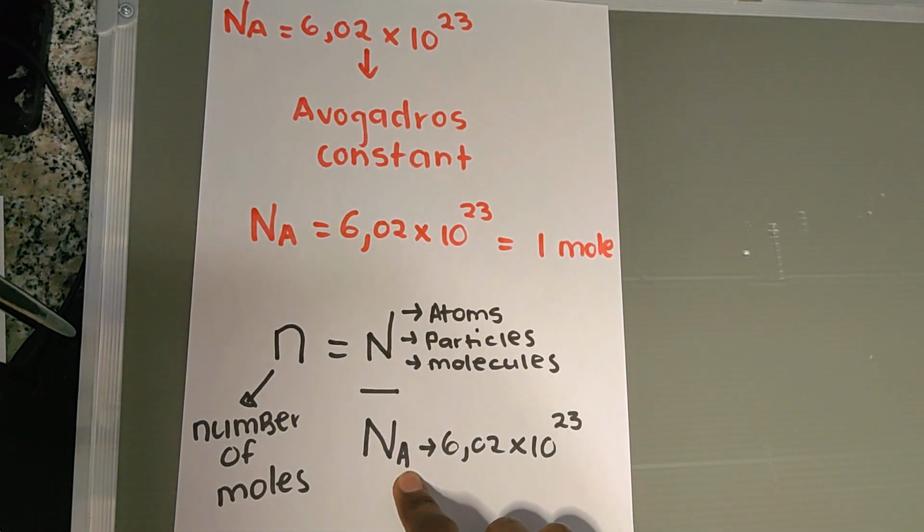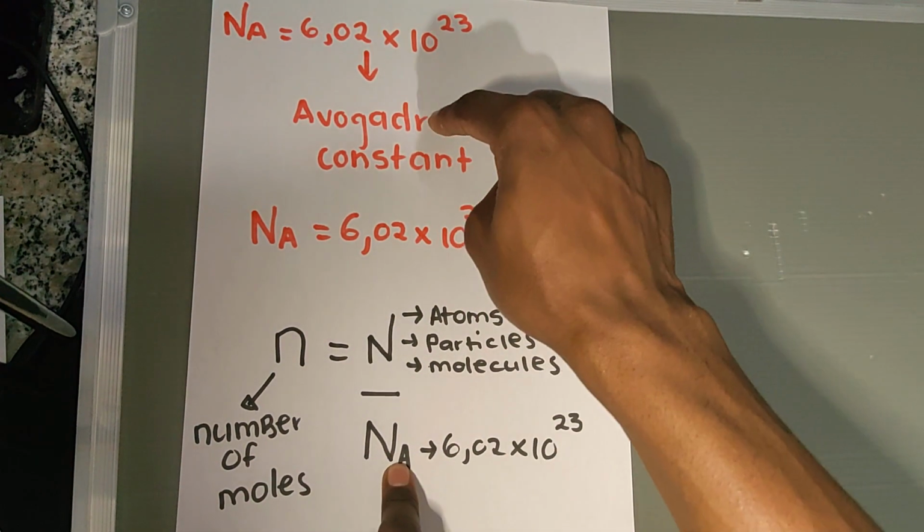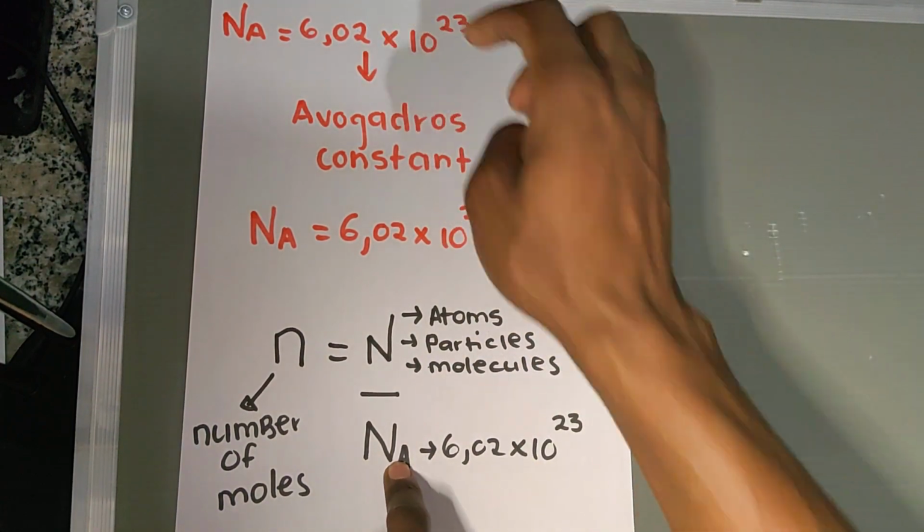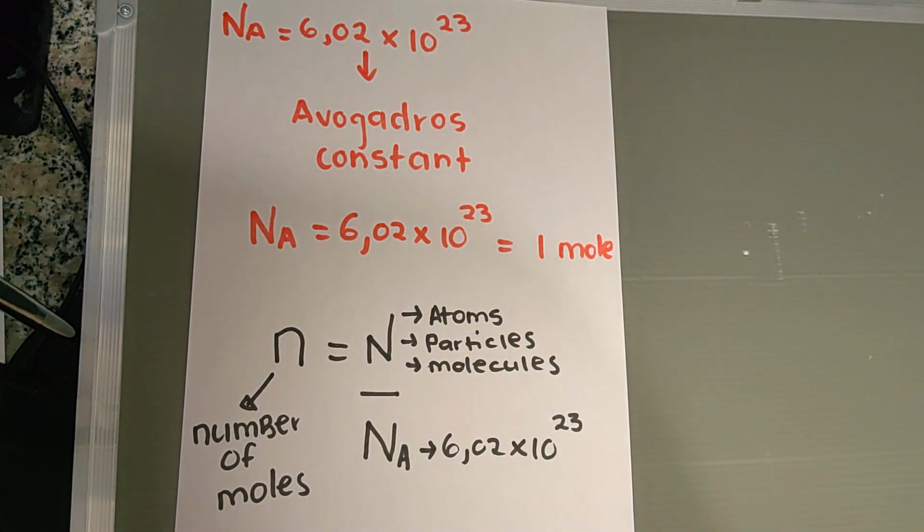So the Na we understand by now. Na is the Avogadro's constant. In a formula sheet, this will be provided for learners, so they do not need to memorize this number. But I always advise that learners know everything that they are taught.